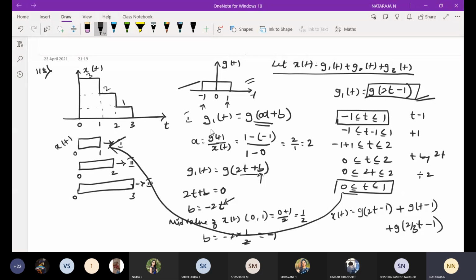Now substitute t is equal to this middle value minus 2 into 1 by 2. The 2 gets cancelled, you will get minus 1. This is your B value. So that you will get g of 2t minus 1. Okay, this is enough. We got the equation for g1 of t. Then we go for g2 of t, then g3 of t.